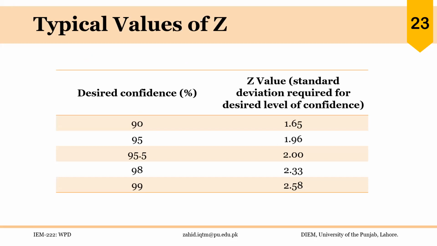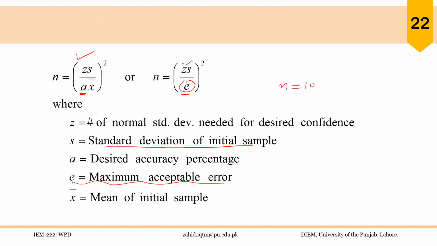Now the Z comes from the Z table that is quite detailed, but here are a few of the readings from that table. If you are going to have a desired confidence of 90%, Z will be 1.65. For 95%, it will be 1.96, and so on. So the more desired confidence, the larger will be the Z. And you could see from here that the larger the Z, the larger will be the N.